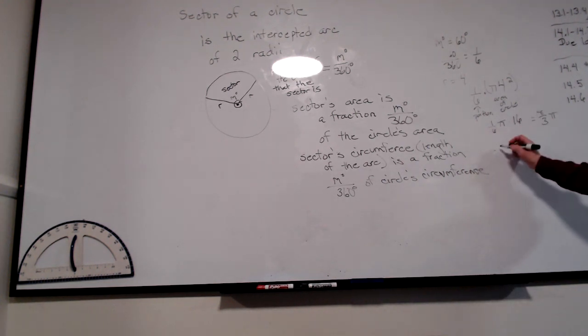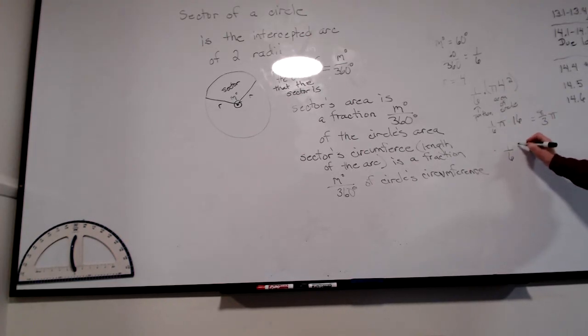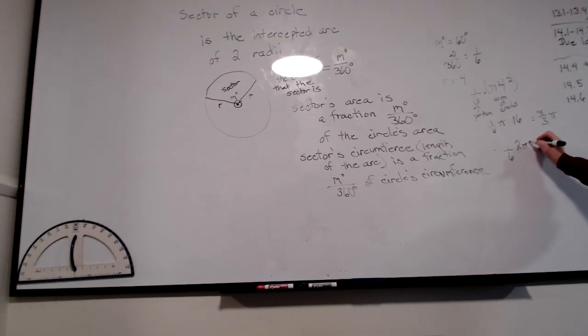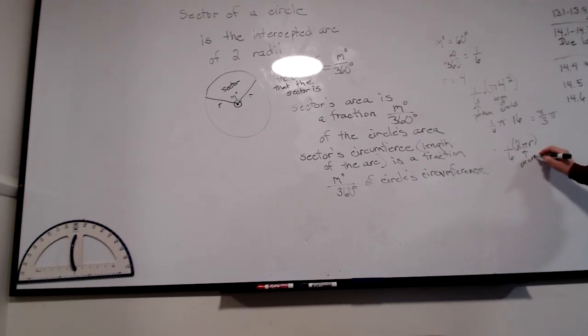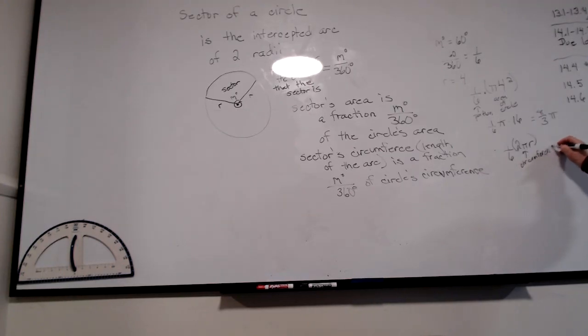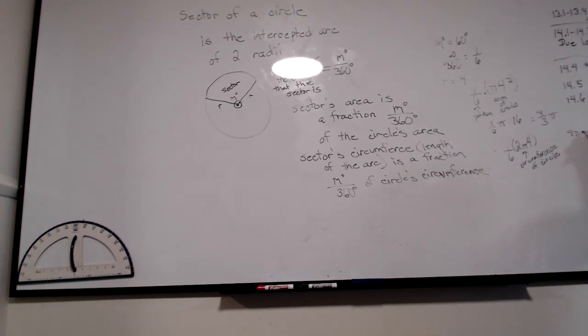We also know the circumference of it will be 1/6 of the 2 pi r, because remember, this is not the area, it's the circumference of the circle. In this case, we'll replace r with 4. So I get 8 pi times 1/6. I get 4/3 pi as the circumference.